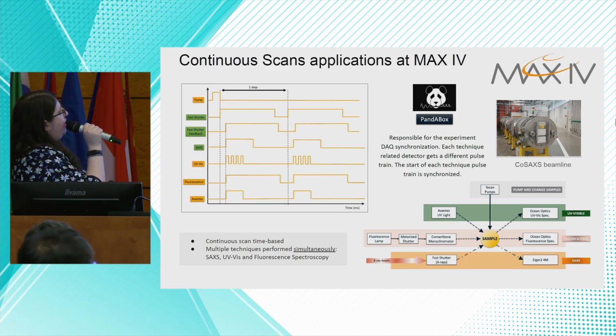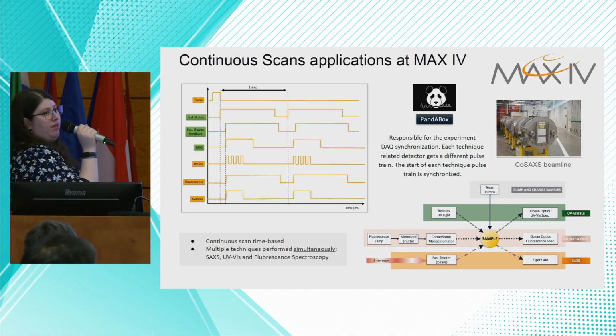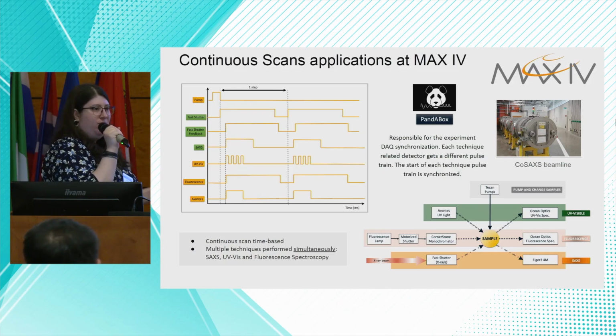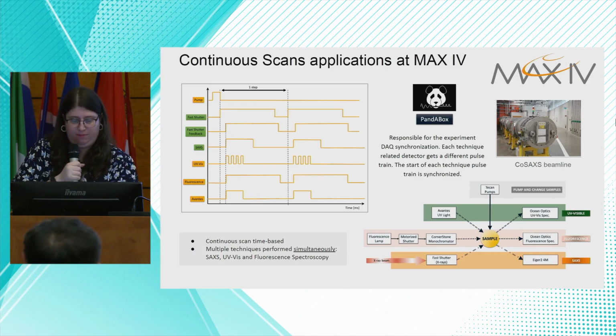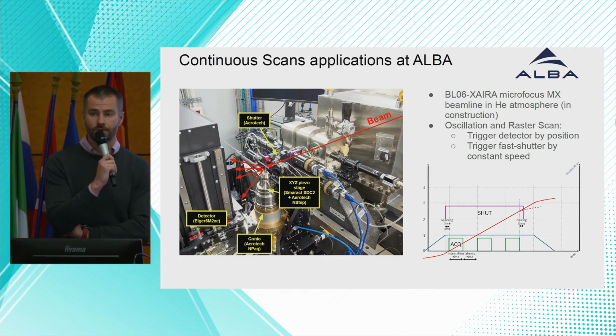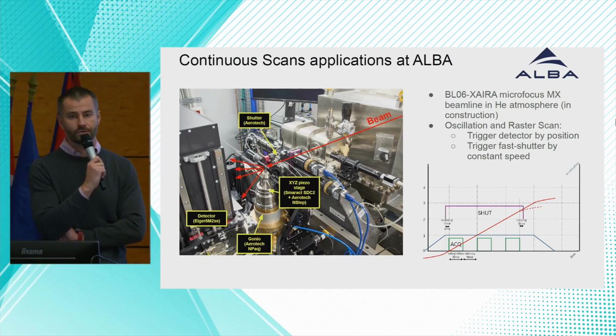So as you can see, each detector per each technique is receiving a different pulse train. So with this new feature in Sardana, we can also solve this kind of use case very easily. Okay, and at Alba, we plan to use these new features in the beamlines that we are currently constructing.